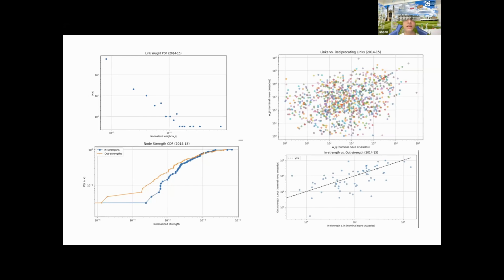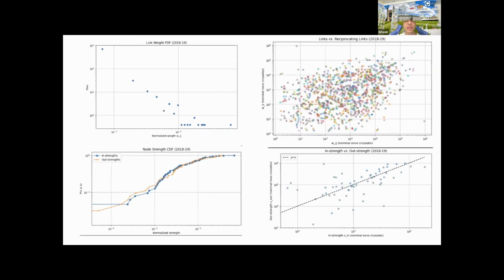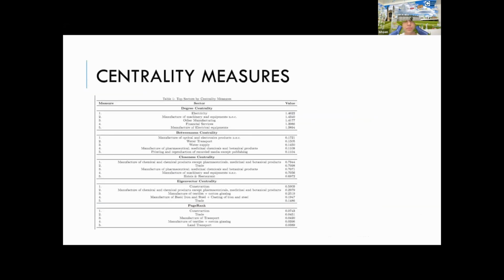And lastly is the graph for in strength versus out strength. This shows the balance around y equal to x with some variability. This identifies central hubs and influential sectors. This technical analysis was consistent throughout the 5 years of preparation, 2015, 2016, 2017, and 2018. This was consistent throughout the 5 years with no major changes in the structure.